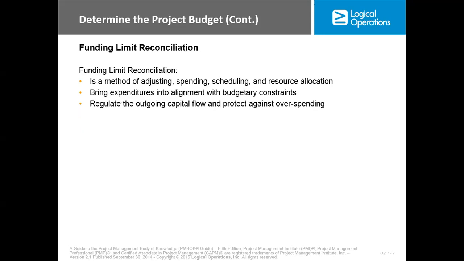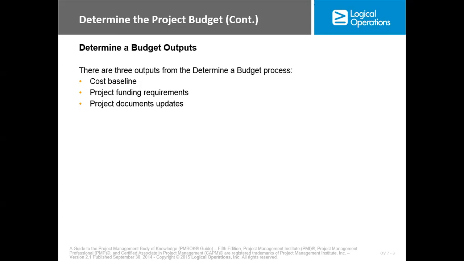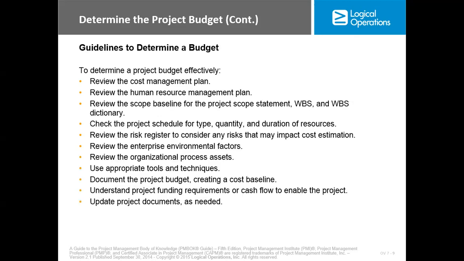Okay, now funding limit reconciliation was actually discussed here. It's a method of adjusting spending, scheduling, and resource allocation, bringing expenditure into alignment with budgetary constraints, regulating the outgoing capital flow, and protecting against overspending. Our outputs: we have a cost baseline, project funding requirement, project document updates.